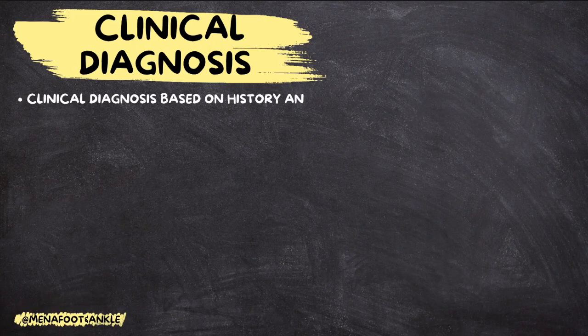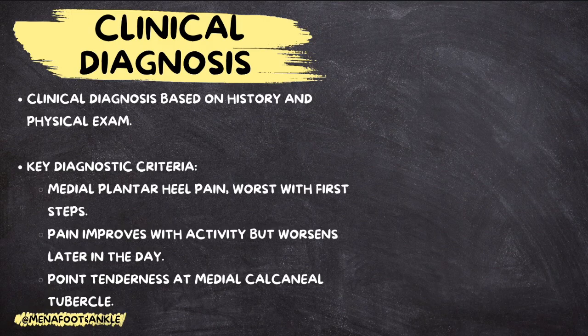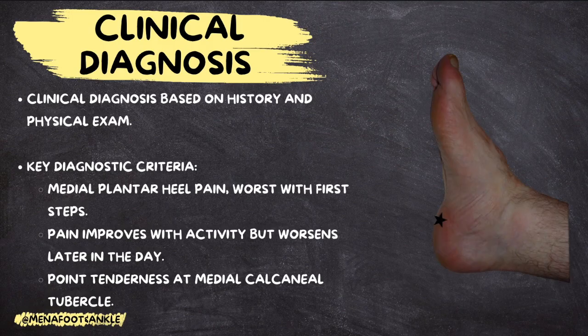Now, for the clinical diagnosis, the hallmark symptom is sharp, stabbing pain at the medial calcaneal tubercle, especially with the first steps in the morning or after prolonged sitting. Pain typically improves while walking, but worsens again with prolonged weight bearing. Physical examination reveals localized tenderness at the plantar fascial origin, right where the star shows in the picture, a positive Windlass test, as well as possible limited dorsiflexion due to a tight Achilles tendon.